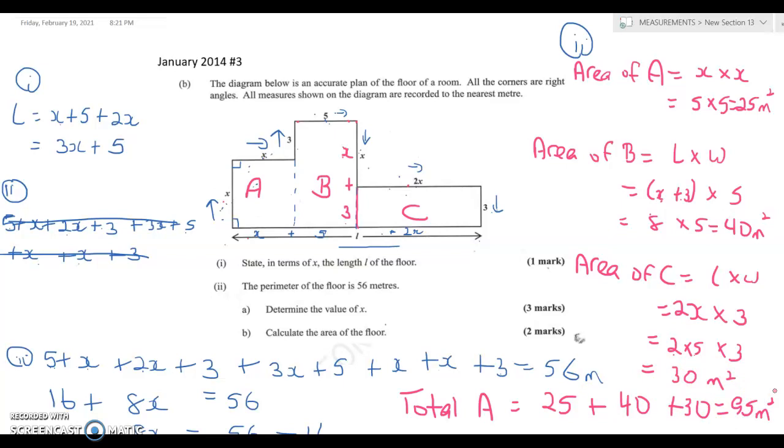Right? Again, I know it's a lot to take in, but it's really just breaking down compound shapes, something you all would have done in lower forms, right? You could break up the shape however you want. It's up to you. I just decided to do it like this. And yes, so that's the end of this question here.